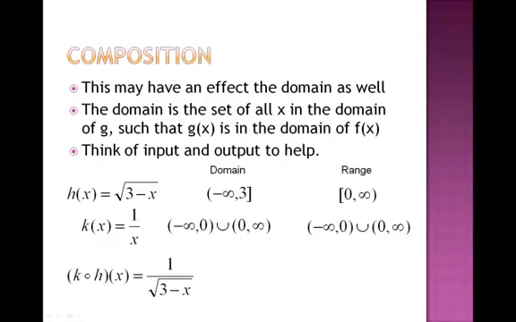So first I begin with my inside function h. Notice how it takes any values between negative infinity and 3. This is because we don't want a negative sign underneath the root. And it produces an output between 0 and infinity. Now since h is inside of k, those outputs then become the new inputs for k. Okay, so k takes any number except for 0, because we can't divide by 0, and it produces any number except for 0. So essentially we have a little bit of a problem.